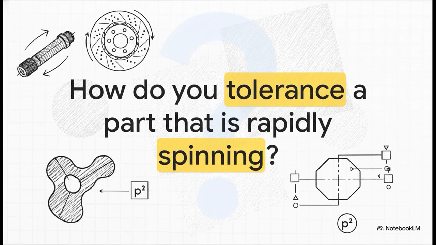But this brings us to a really fascinating question. How do you handle these extreme form and location tolerances on a part that isn't static? What if the part is rapidly spinning on an axis, like a drive shaft or a brake rotor? Well, that requires a completely different approach, and we are going to unpack all of that in Lesson 8 when we explore run-out tolerances. Until then, take a look at your next drawing and ask yourself, could a single profile tolerance replace all this clutter? I'll see you in the next explainer.